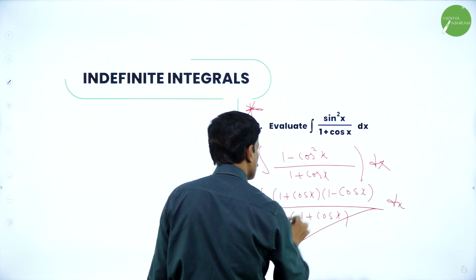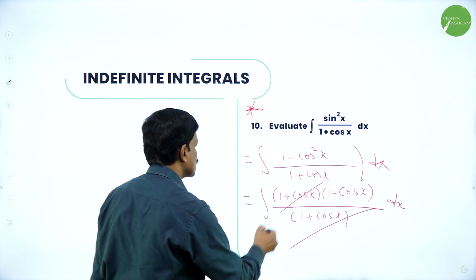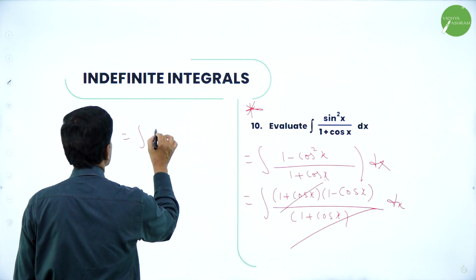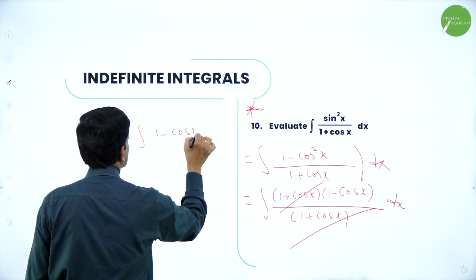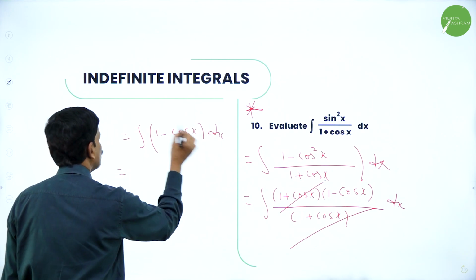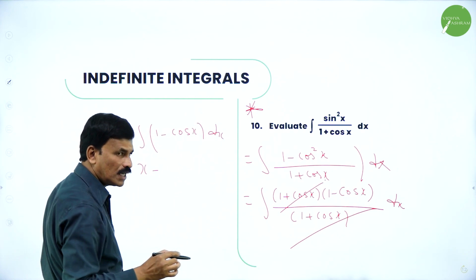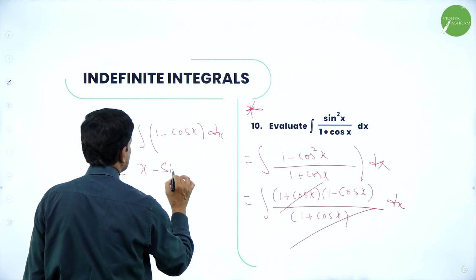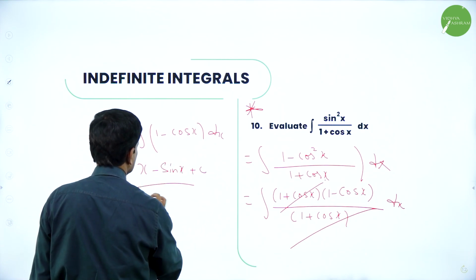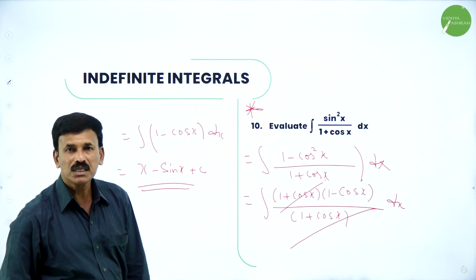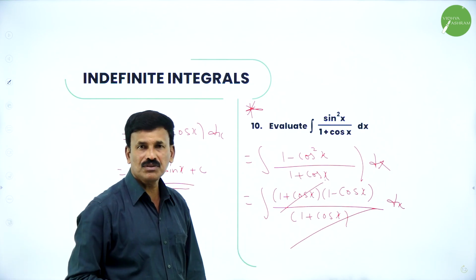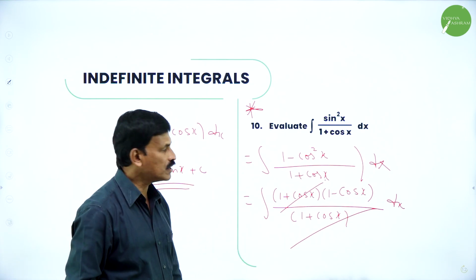Now, cancel the terms. 1 plus cos x gets cancelled. What is left over in the numerator is 1 minus cos x dx, integrated. Integration of dx is x, minus the integration of cos x, which is sin x, plus c. The integrated answer is x minus sin x. See, sin square can be written as 1 minus cos square.